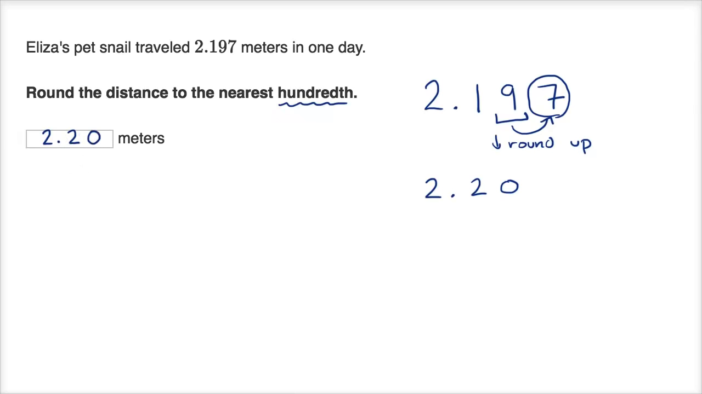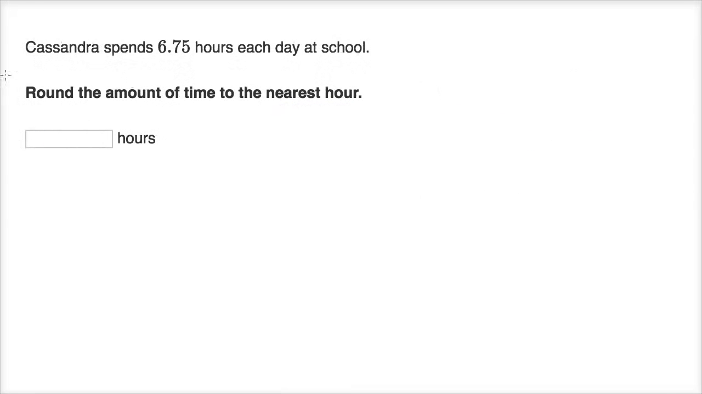Let's do another example here. Cassandra spends 6.75 hours each day at school. Round the amount of time to the nearest hour. All right, so 6.75. You might be a little confused, and actually I encourage you to pause the video again and try to solve it on your own.